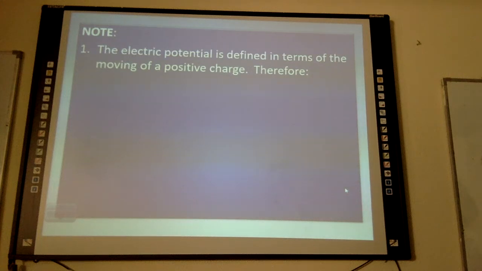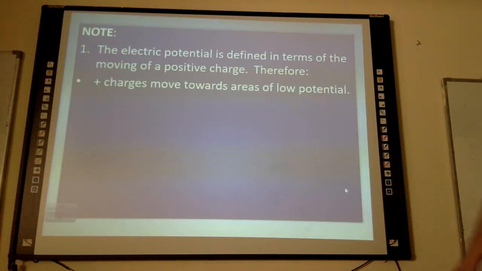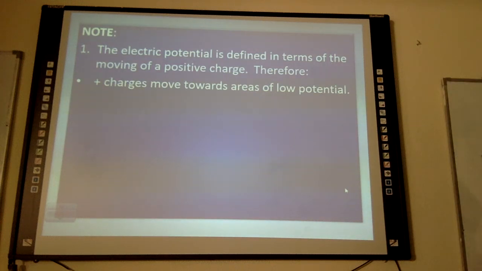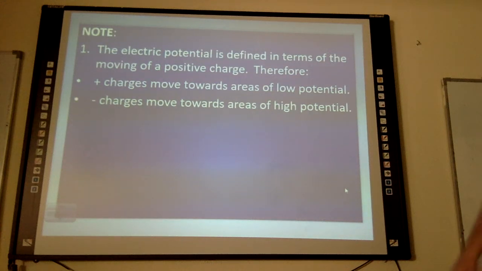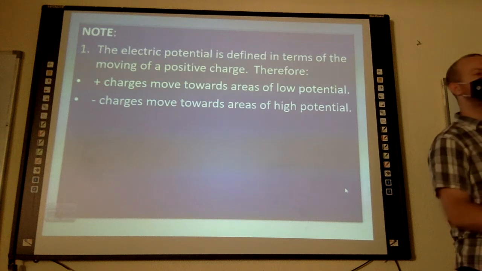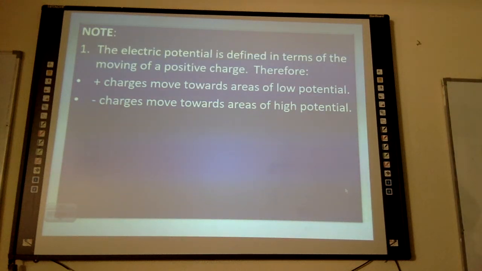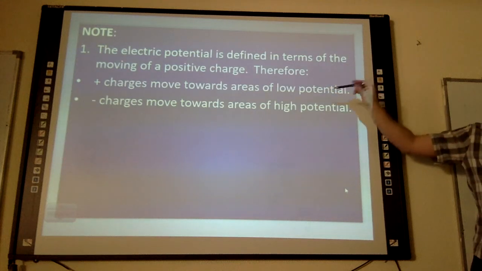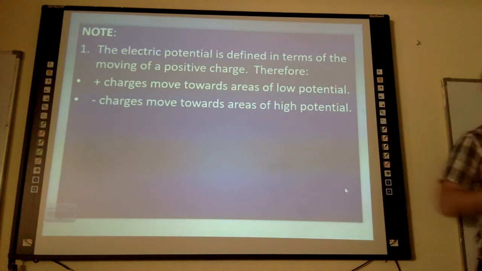Electric potential is defined in terms of a moving positive charge, like everything we talk about. So positive charges are going to move towards low potential. Negative charges are going to move towards high potential. Remember, we're talking about electric potential, not electric potential energy. If we went back to circuits, if we assume your current is positive charges that flow, your positive charges move to a low potential, meaning it's moving towards the negative side of a battery.